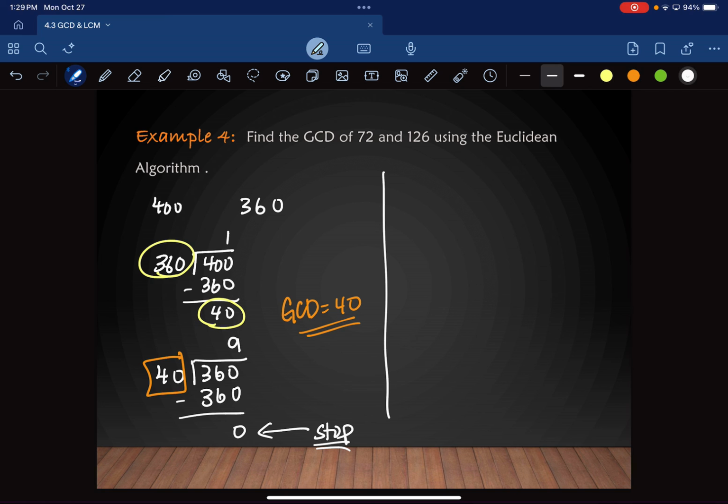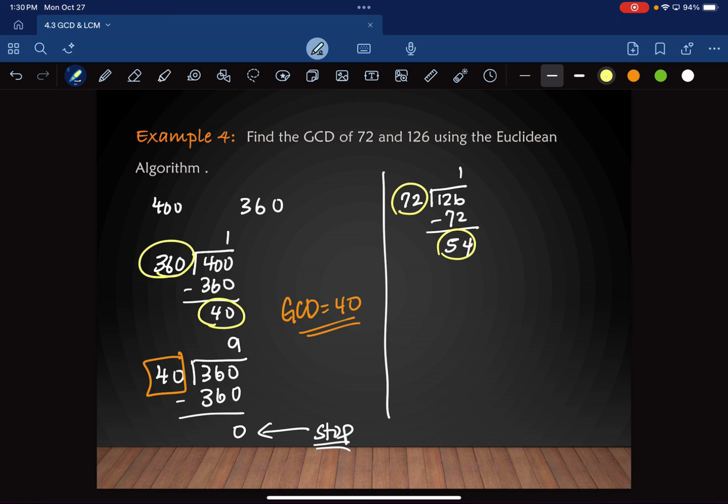Now let's try the example we're supposed to be working on and see how it works with another set of numbers. We take the biggest number, 126, divided by the smaller number, 72. How many 72s are there in 126? 1. So 1 times 72 is 72, and if we subtract, we get 54. Okay, 54.